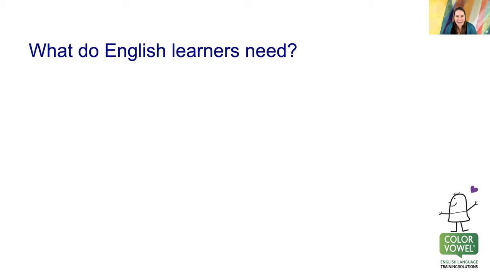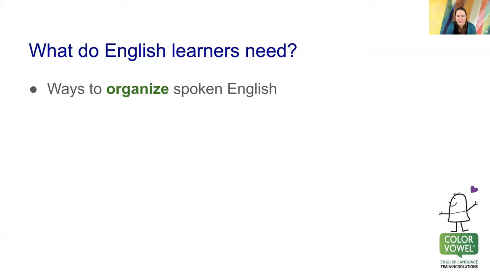They need ways to organize spoken English before they actually can speak. They have to be able to hear and make sense of the stream of speech. So when I say organize, I mean, how can a learner know when one word ends and the next begins? Notice how that whole sentence was connected. Where were the words in there? And how do you know that? And what if you're not literate? Can you still tell where the words begin and end?